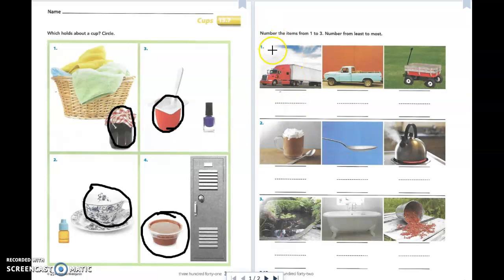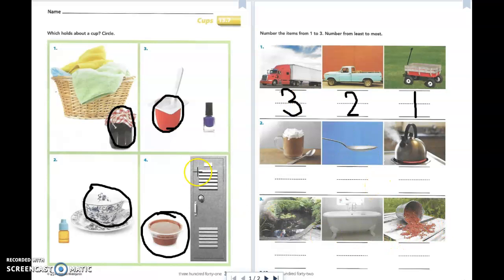So if you're looking at the pictures in number 1, you have a semi, a pickup truck, and a wagon. Well, let's say I want to bring home a whole garden full of watermelons. Will my wagon do it? No, it's going to hold just maybe 1. So that's going to hold the least. My pickup truck is going to hold quite a few watermelons. I could probably get 20 watermelons in there. But this semi, I could fill it up with probably 100 watermelons or more. It holds the most. It has the largest capacity.